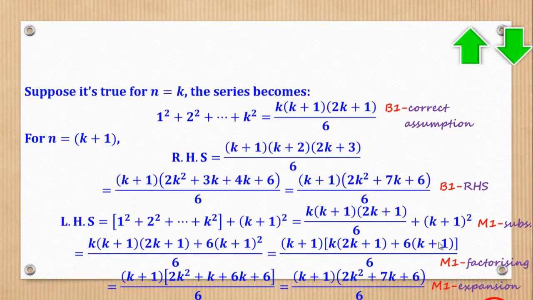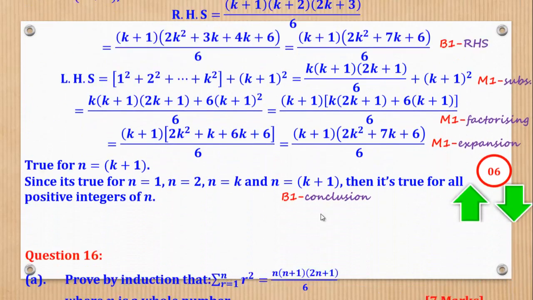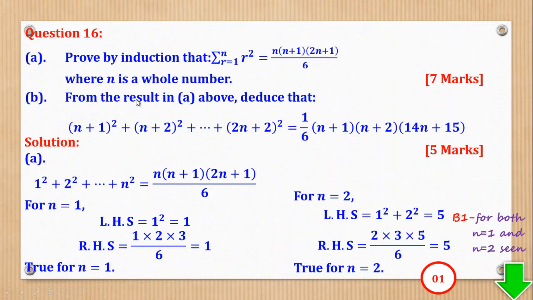Then for part B, it said from the result in A above, deduce that this is equal to this. So there, some of you are still trying to prove by induction, but they only wanted you to deduce. So before this term, there is 1 plus 2 squared. The whole of this is there before that.